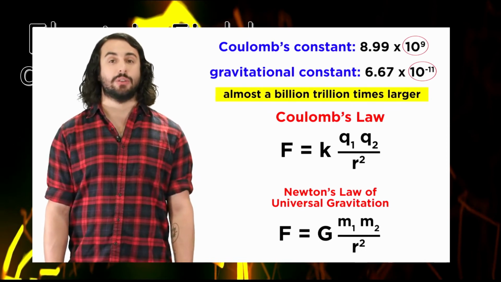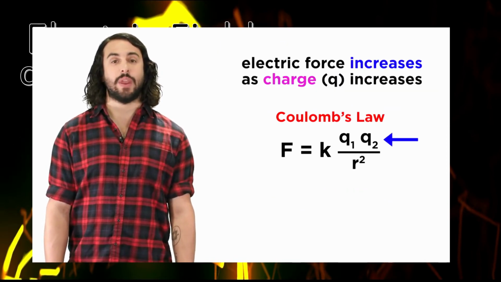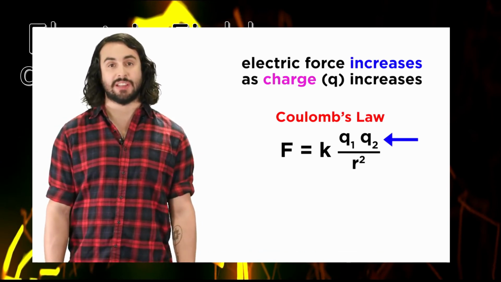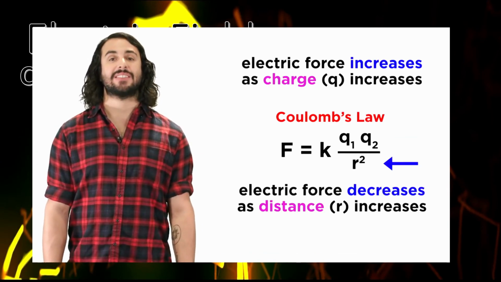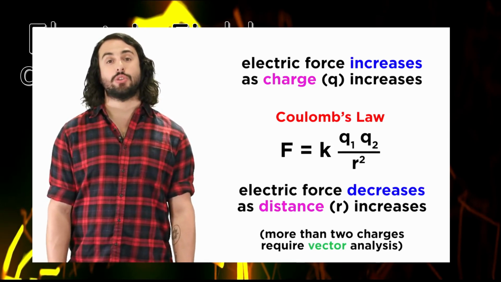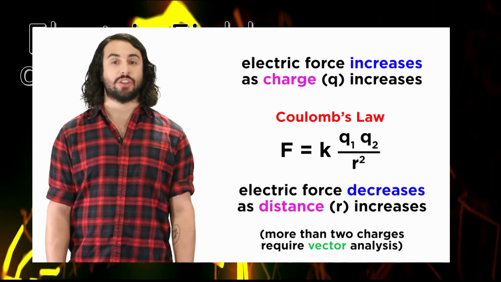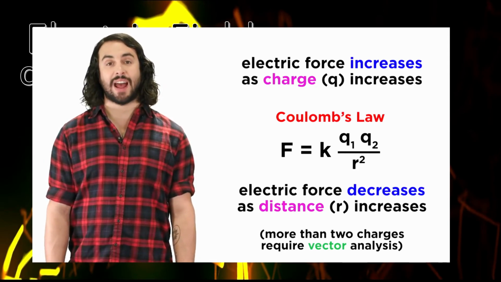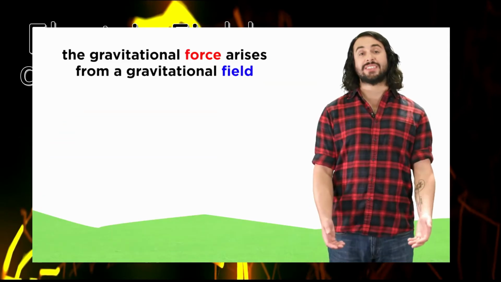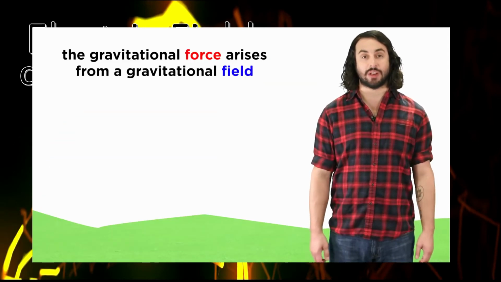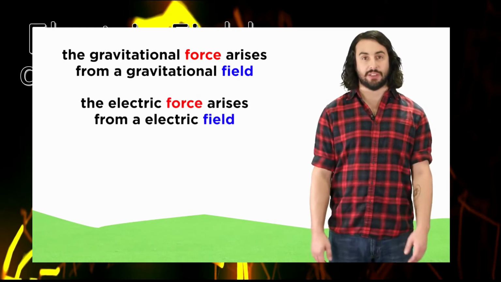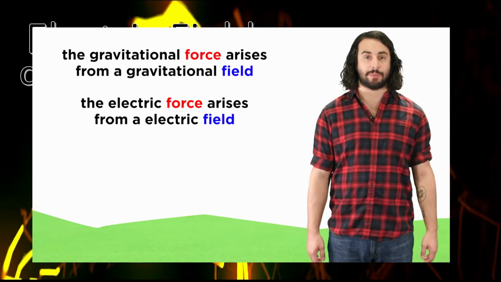This law also tells us that the electric force between two objects increases as charge increases and decreases as the distance between them increases. If more than two charges are present, vector addition must be done to find out the net force upon any particle in the system. Just as a gravitational field is what allows the gravitational force to propagate, it is an electric field that allows the electric force to propagate.